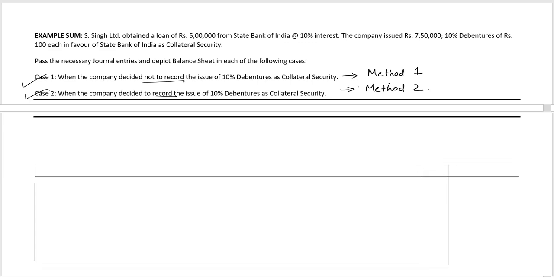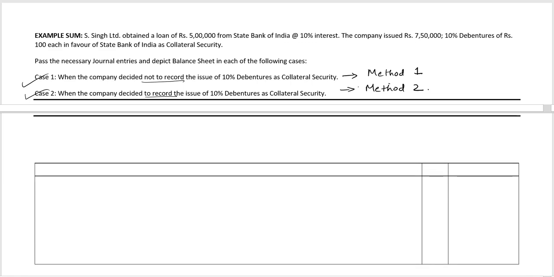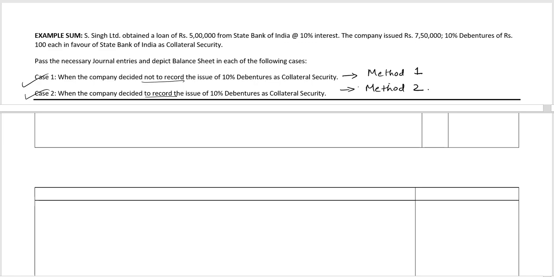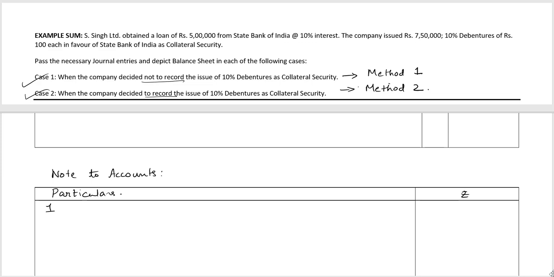We leave space for the balance sheet and move on to notes to accounts. Note to accounts. We have particulars and the rupee column. The first note: there is nothing specified about whether the loan borrowed is a long-term loan or a short-term loan. So we'll assume it's a long-term borrowing. So long-term borrowing.